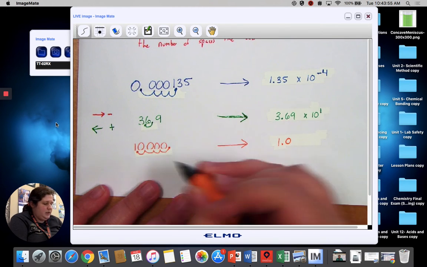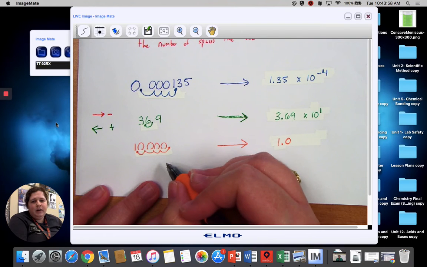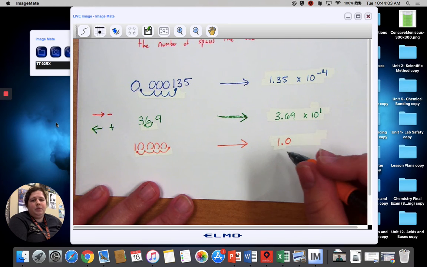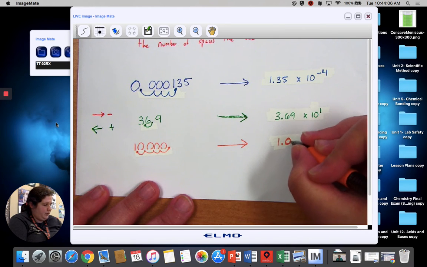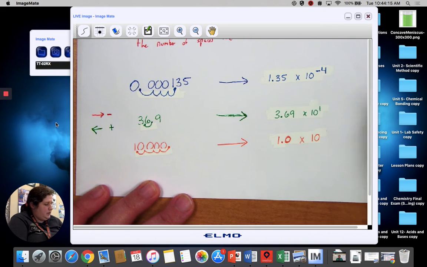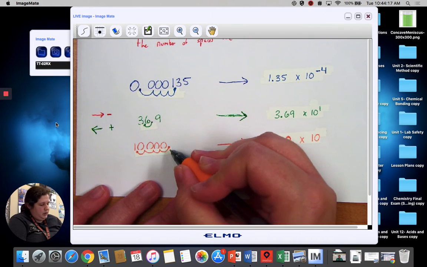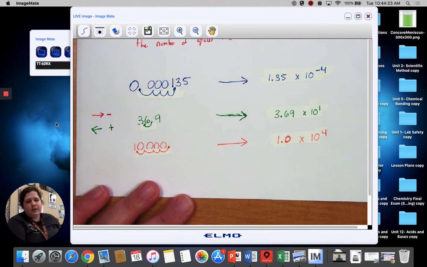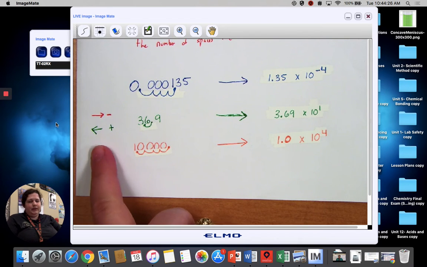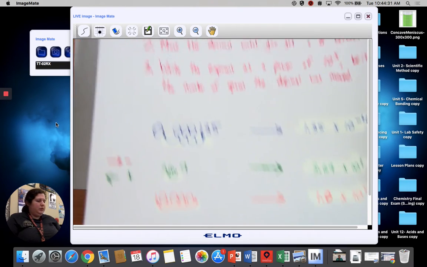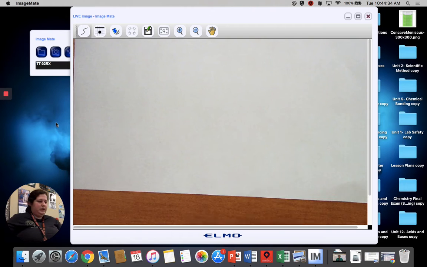Now, if you have a bunch of zeros like this left behind, unless it says otherwise, at least leave one of those zeros on there. So it's like 1.0 instead of just 1. Okay? That's just to note that it was exactly 10,000. All right, so 1.0 times 10 to the power of, and I had to move it 1, 2, 3, 4. This is a large number, positive exponent. And I had to move it to the left. Okay, so those are some examples of how we would go into scientific notation.